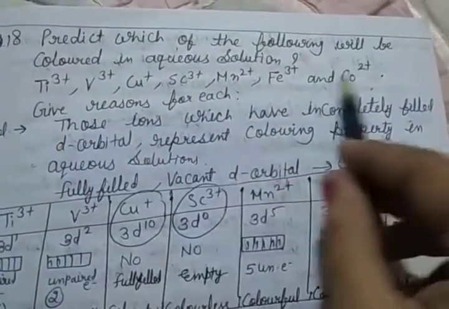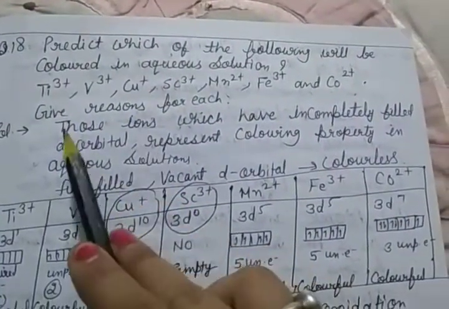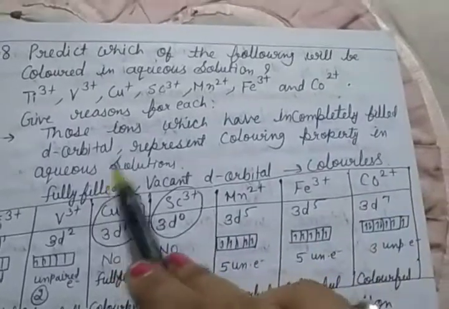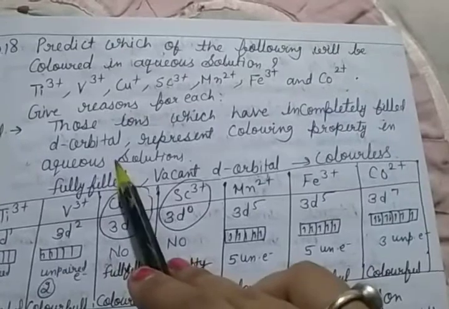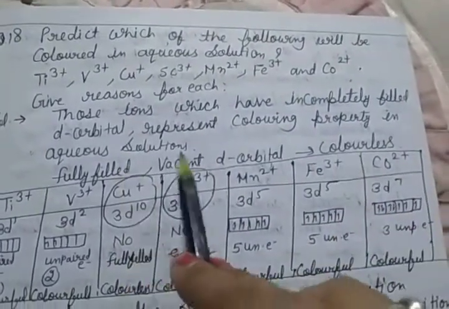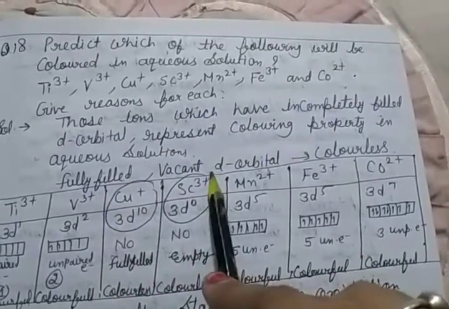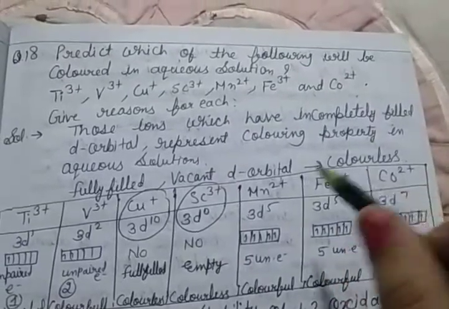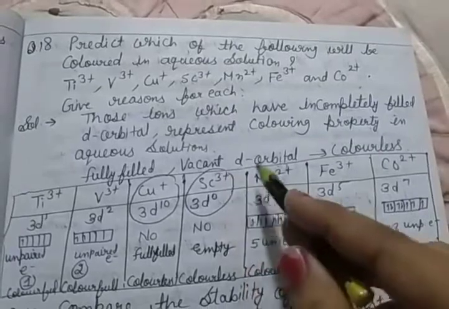So these ions are given. First we have to see titanium, vanadium. These are ions which have incompletely filled d orbitals. Those ions which have incompletely filled d orbitals show coloring properties in aqueous solution. Fully filled or vacant d orbitals represent the colorless property. Fully filled means d10, and vacant means d0.